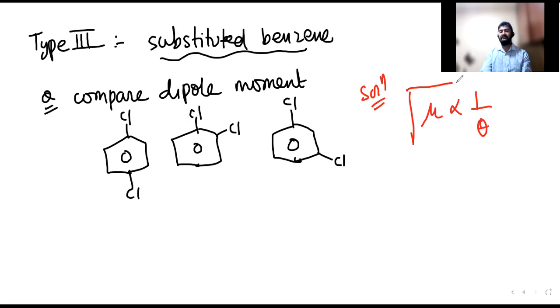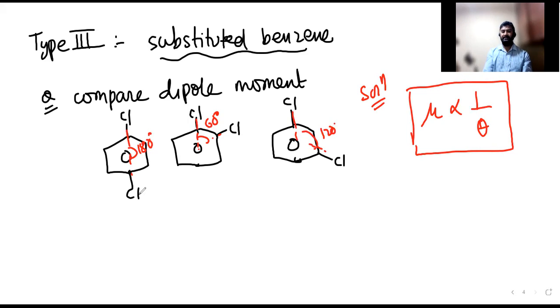Theta is the angle between the two dipoles. So here this theta is 60 degrees, here the theta is 180, and here the theta is 120. So this is ortho, this is para, this is meta. Therefore, what is the answer? The larger the angle, the lower the dipole moment. So what is the answer? Para is least, then we have meta, and the highest is ortho.